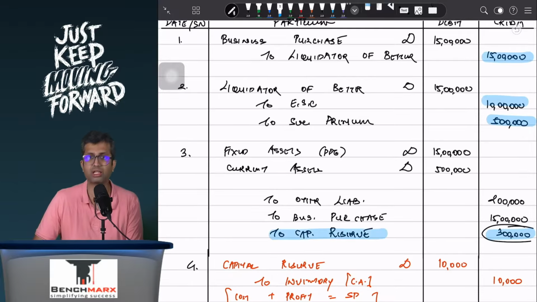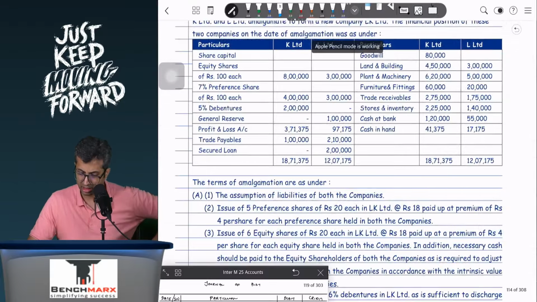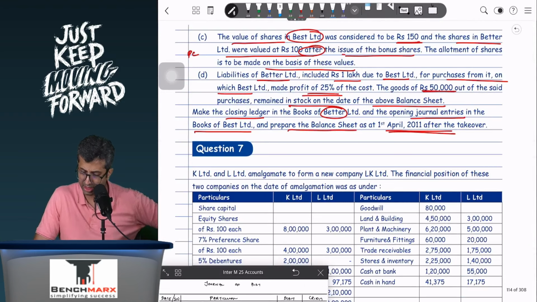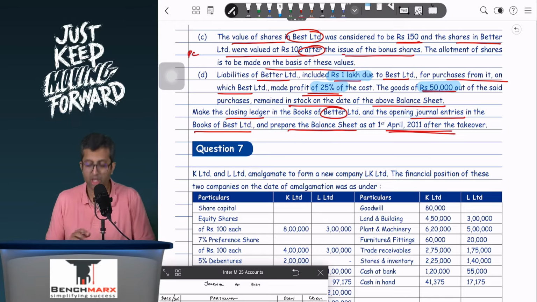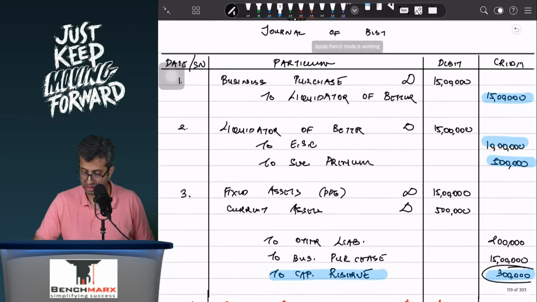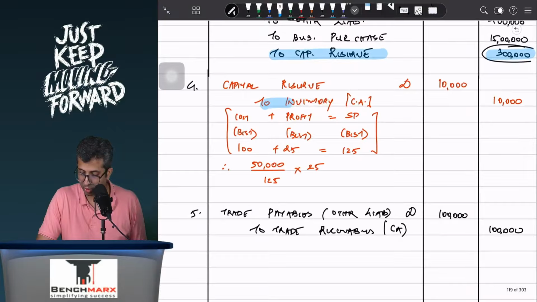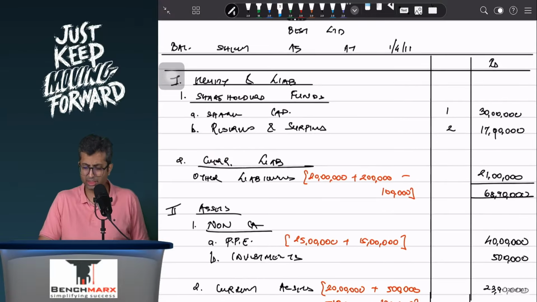Now there's an intercompany elimination, I believe. There's an intercompany elimination of receivables and payables, that is 1 lakh. So there'll be payables account debit to receivables, that is 1 lakh, and there would be a profit of 25% on cost and the goods of rupees 50,000 out of the said purchases remaining in stock. So this is 50,000 divided by 125 into 25 comes to, I think, 10,000, and for 10,000 your entry will be capital reserve account debit to inventories. So over here, capital reserve account debit to inventories, this is for 10,000, and then there is intercompany receivable payables, and using that you will prepare the balance sheet.